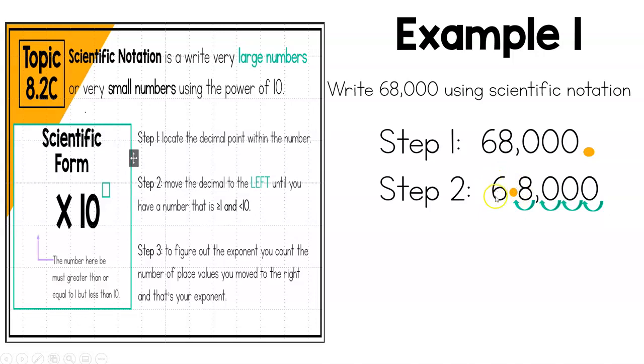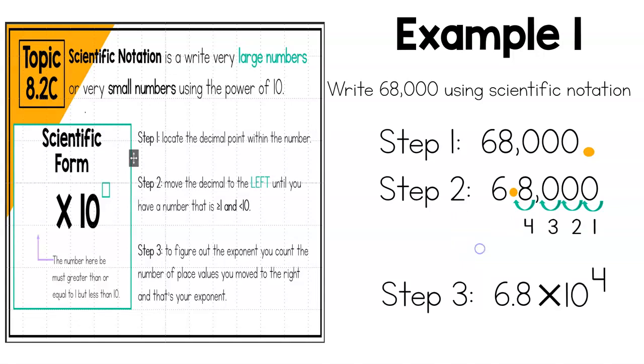So now I have the number 6 and 8/10, which falls between that 1 and 10 mark that we're wanting. Step 3, we're going to count the number of spaces that we moved, and that will be our exponent. So we take our decimal 6 and 8/10 times 10 to the power of 4 because that's how many place values we moved to the left.